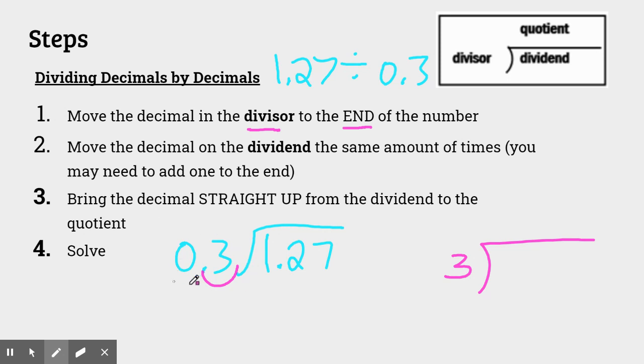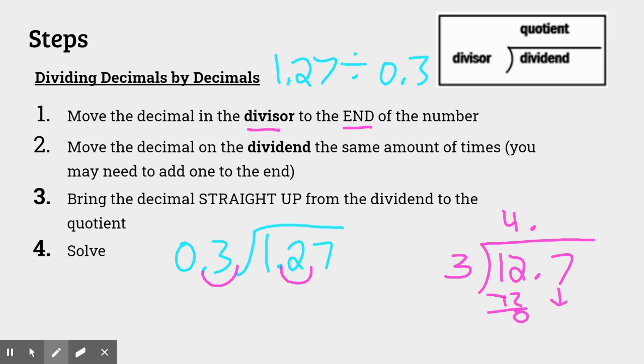Now, what I do to the outside, I have to do to the inside as well. Since I moved it once here, I need to move this decimal over once as well. So now this becomes 12.7. Now I'm back to what we are used to, dividing a decimal by a whole number. Now I can move on to step 3 and bring that decimal straight up. Once I do that, now I am able to solve. So 3 goes into 12 4 times.